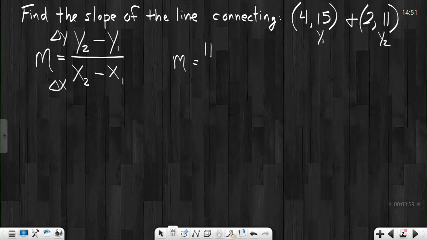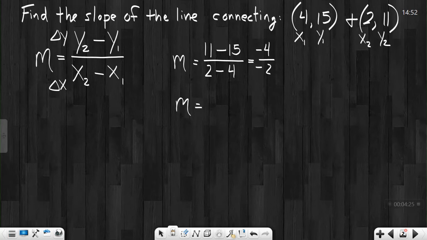So I'm going to take 11 minus 15. And that's going to go over top of, I want my second x value, this is x2 here, and I want to subtract my first x value. So I'm going to take 2 minus 4 in the denominator. And if I simply do that math, 11 minus 15 is negative 4, over top of 2 minus 4 is negative 2. And I find out that the slope of this line, if I reduce negative 2 over negative 4, I end up with a positive 2. And that would be my slope of the line connecting these 2 points.